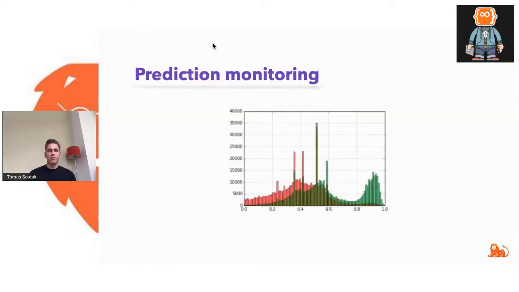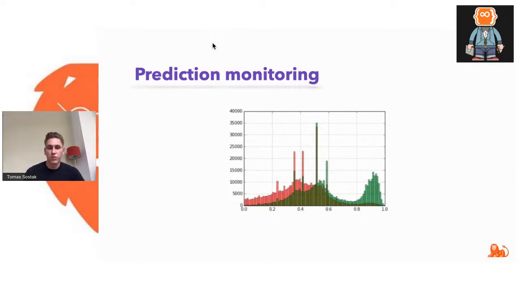We also have prediction monitoring, which can basically be reduced to a data monitoring problem if you, for example, convert your model's output into probabilities, and track the distribution of those probabilities to see if the probability distributions are changing on your new unseen data.